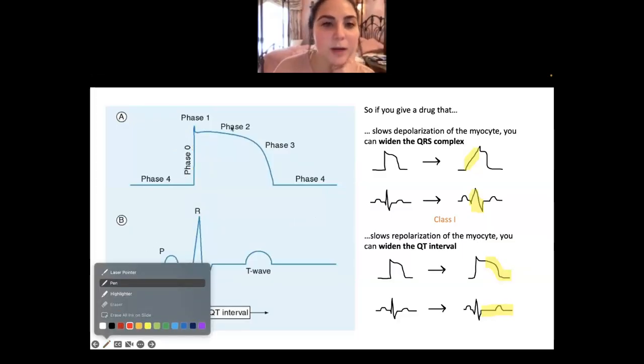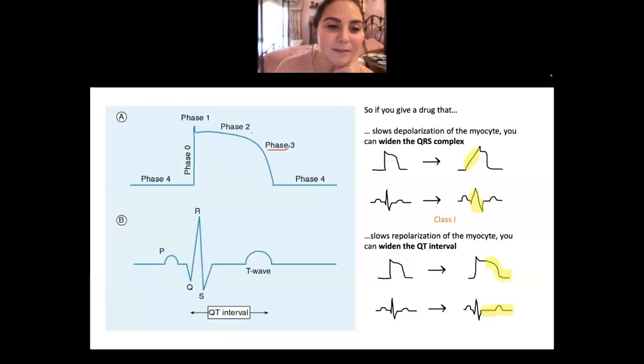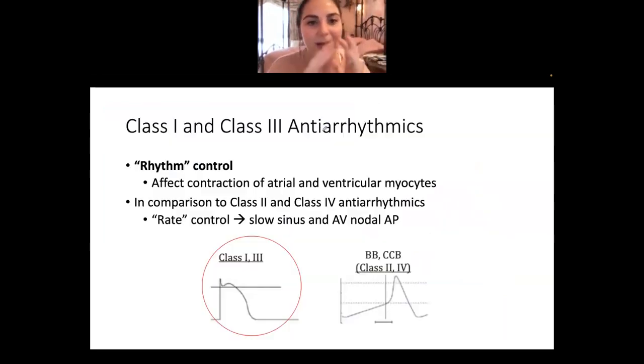If I want to slow repolarization, so I want to extend that effective refractory period, I want to extend phase 3 basically, I'm going to make this look now not like that. It's going to look more like this. So it's going to be a little wider. That's going to extend your QT interval. Okay. So a lot of the class 3s and then your class 1As, like I mentioned, widen the QT interval just by being on the drug, because that's what it's trying to do. It's trying to make this action potential last longer.